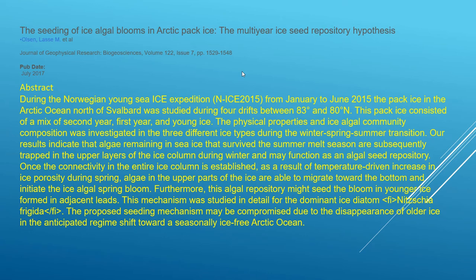Our results indicate that algae remaining in sea ice that survived the summer melt season are subsequently trapped in the upper layers of the ice column during winter and may function as an algal seed repository. Once the connectivity in the entire ice column is established as a result of temperature-driven increase in ice porosity during spring, algae in the upper parts of the ice are able to migrate towards the bottom and initiate the ice algal spring bloom. Furthermore, this algal repository might seed the bloom in younger ice formed in adjacent leads.